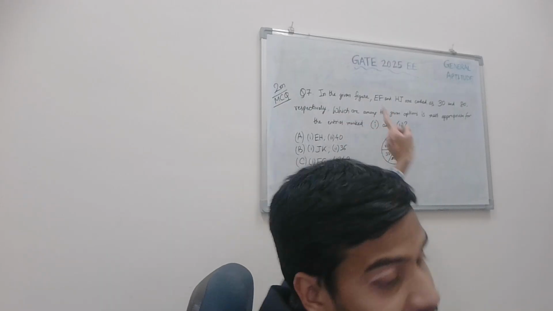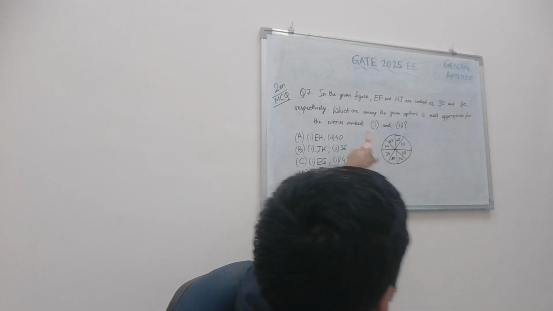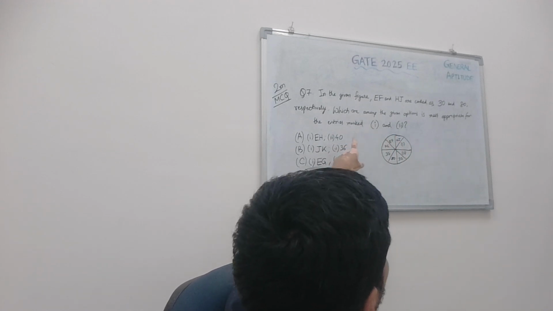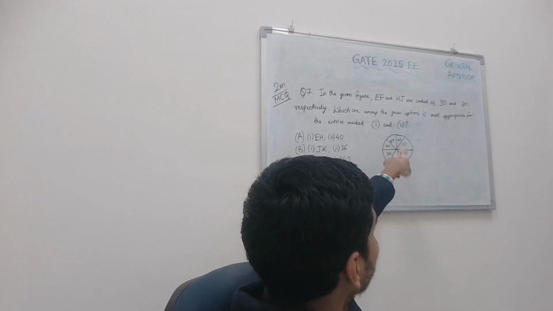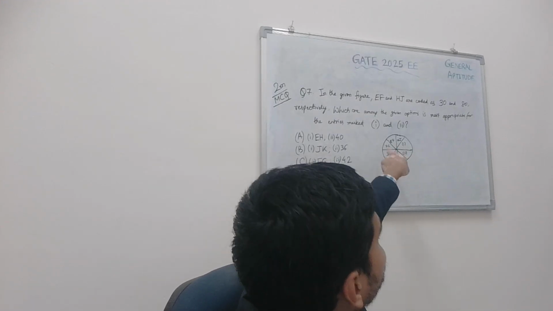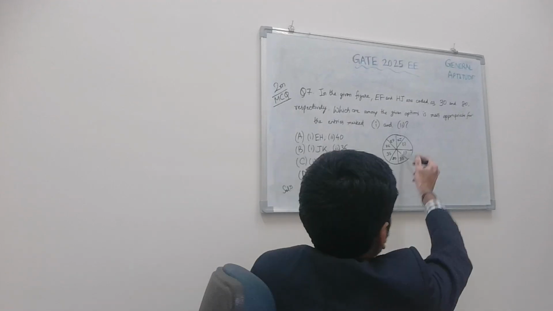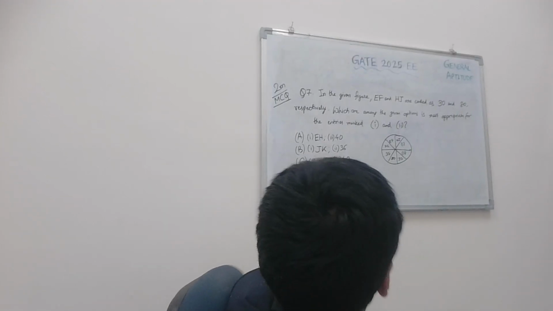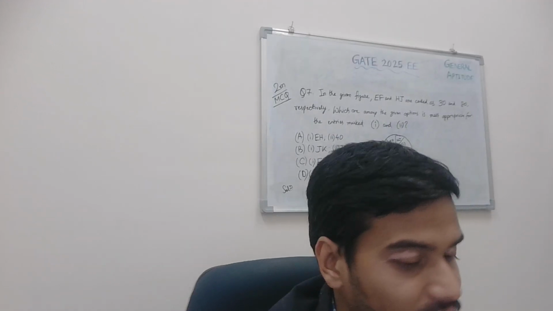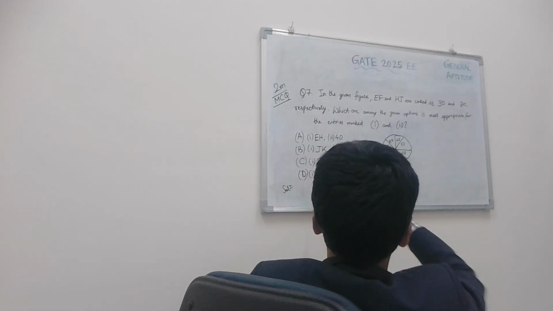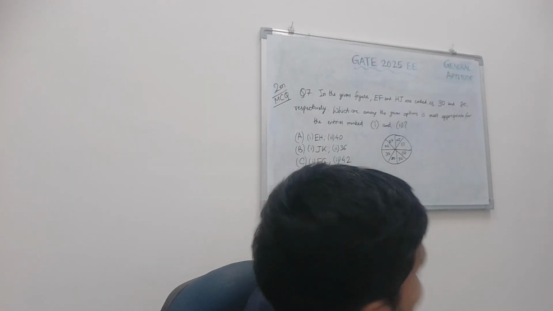In the given figure, EF and HJ are coded as 30 and 80 respectively. Which one among the following options is most appropriate for the entries marked 1 and 2? So there is a circle given, with different characters and numbers, and 1 and 2 are marked. What will be the most appropriate among the options for the entries marked 1 and 2 is asked. Options are given as EH 40, JK 36, EG 42 and PS 14.